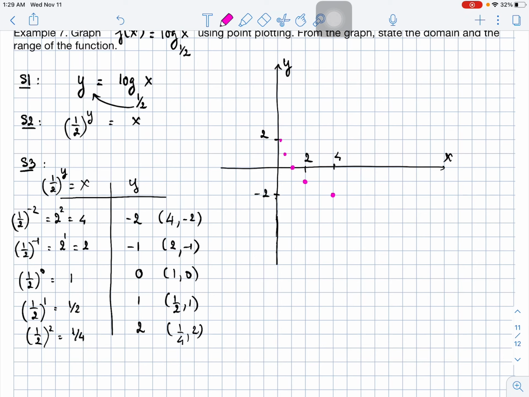Now we connect those points. We can extend them, and as you extend, it approaches the y-axis, but it never touches. Now we answer the domain. The domain is from 0 to infinity because it's only on the right side. And the range is, you look at the y, you have some positive and some negative, so from -infinity to +infinity.